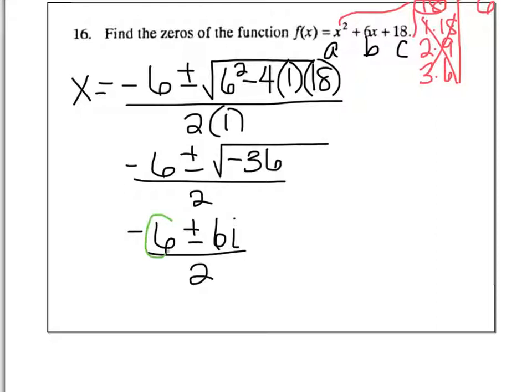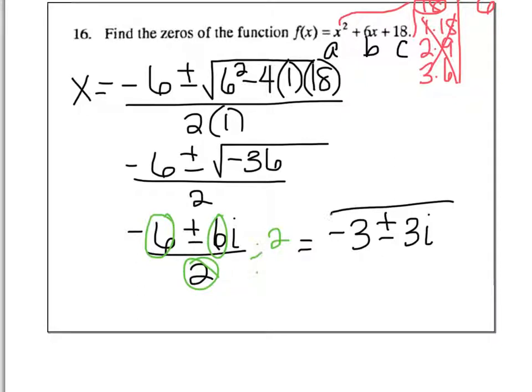Now, since I have real and imaginary parts, I can't put them together, but I can check for all three numbers and see if they're all divisible by the same number. They're all divisible by 2, so this equals -3 plus or minus 3i. I could put it over 1, but since 1's the denominator, that really doesn't help me out. So here's my answer to the zeros for this function.